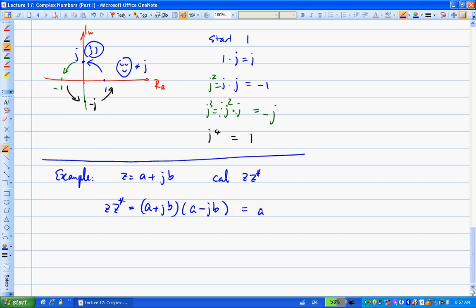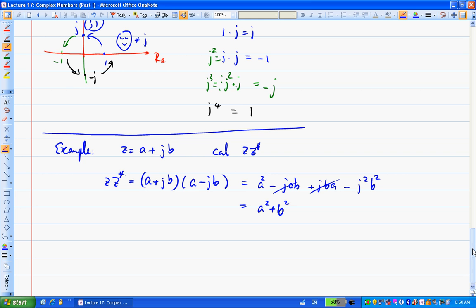Do a regular calculation. a times a is a squared. a times this, negative, and a times that, positive. This by this gives negative j squared b squared. So this cancels this, and j squared is negative 1. Negative, negative, positive. So overall, a squared plus b squared.